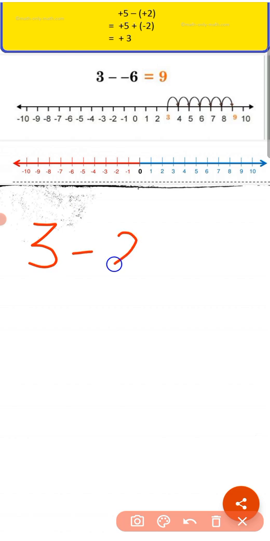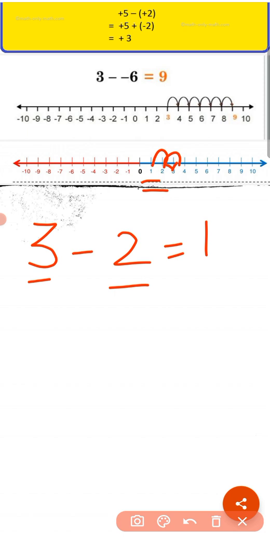Minus 2. Here 3 and 2 are positive integers. To subtract a positive integer, move left. So first locate 3 on the number line. This is 3. Now move 2 steps to the left. 1, 2. This is our answer. So 1 is our answer.